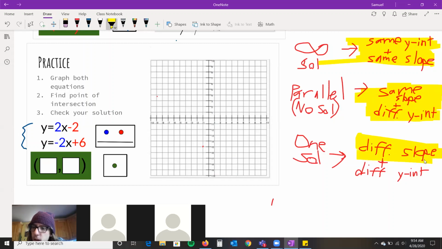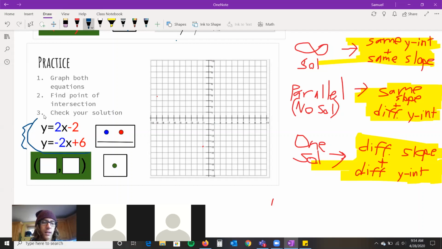Okay, so this is an easy way to just look at a system of equations and know if it's one solution, no solutions, or infinitely many solutions. So this one, let's take what we learned there and apply it here.